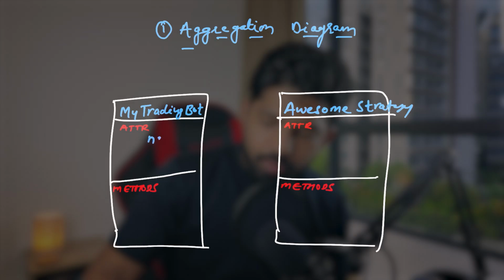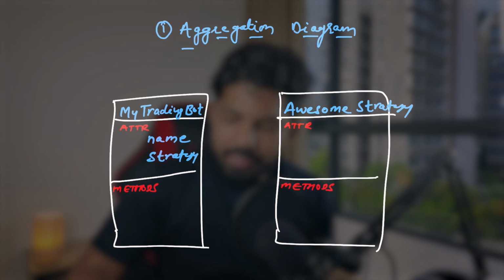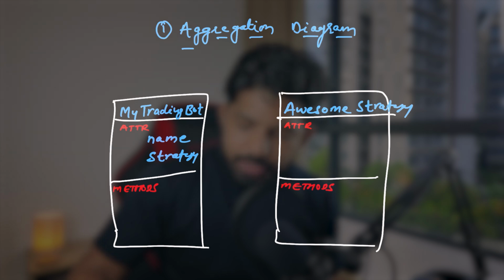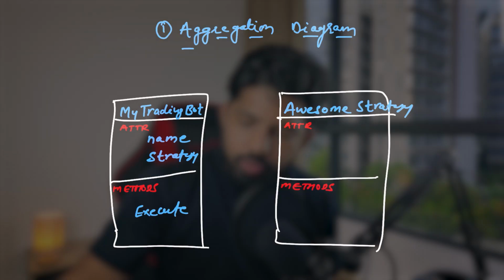Now we know that in this example, in trading bot, we had two attributes. The first was name and second was strategy, correct? Similarly, in this, we had a method with the name execute. And in awesome strategy class, we had an attribute with the name threshold, correct? So I'll just write threshold and a method with the name evaluate. Until now, it should be clear, right? Now, the most important part of this class diagram is you have to mention the negative sign or the positive sign.